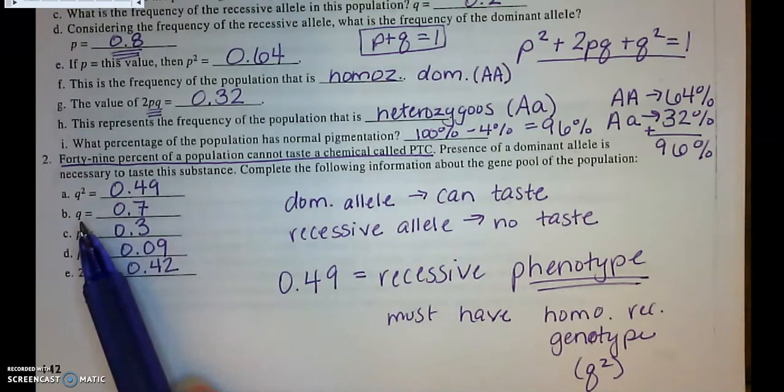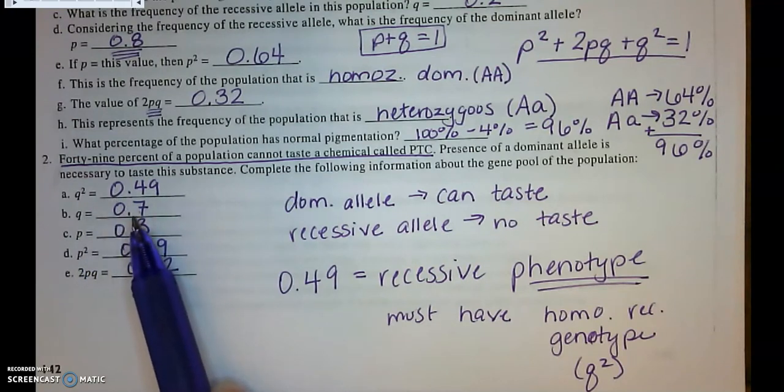To find Q, we take the square root of 0.49. Again, be careful with that. It's 0.7, not 0.07.